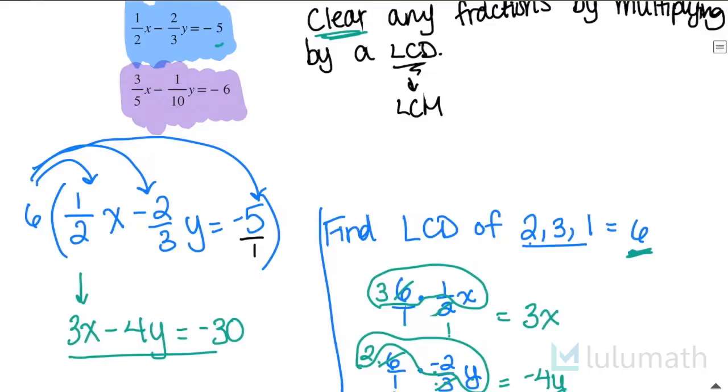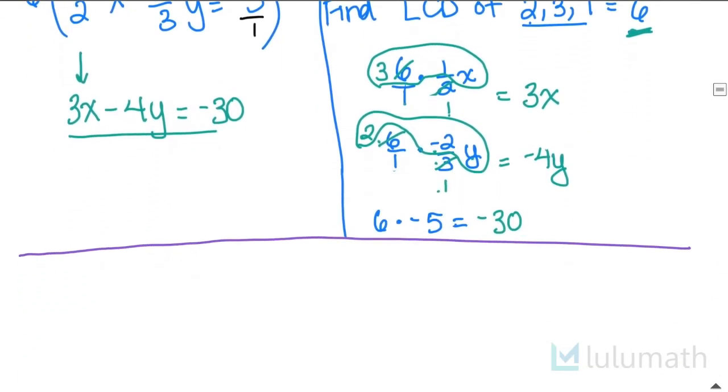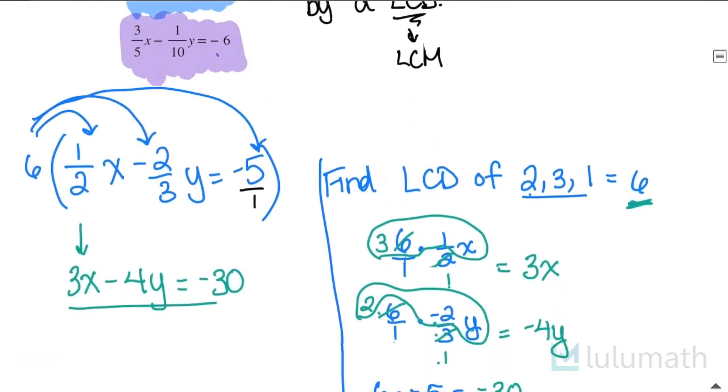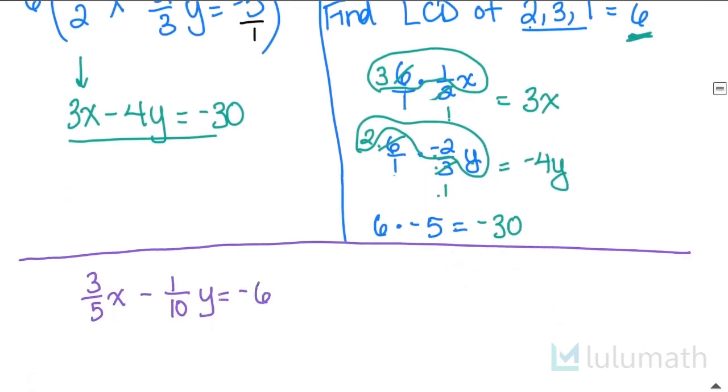Now that we've done this process to the blue equation, we want to do the same process to the purple equation. I'm going to write down the purple equation: 3/5 x minus 1 over 10 y equals -6. I'm going to find the LCD of my denominators, which are 5 and 10. Again, I don't really care about the fact that this has a denominator of 1. So the LCD of 5 and 10: multiples of 5 would be 5, 10, 15, 20.